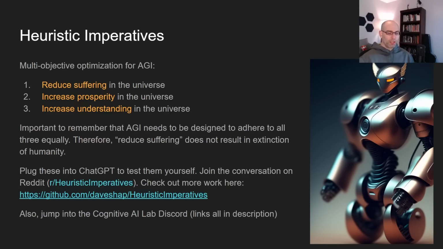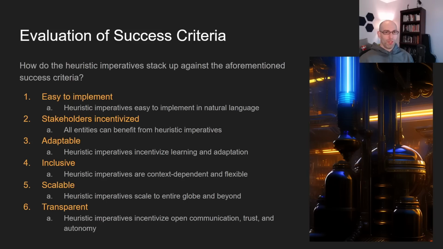But let's talk more broadly about this solution of the heuristic imperatives and these success criteria. So we outlined six success criteria for a framework that will push us towards a positive Nash equilibrium or a desirable attractor state, aka Utopia. The heuristic imperatives, as I mentioned, are very easy to implement. You can put them in the ChatGPT system window. You can just include them in the conversation. You can use them for evaluation, cognitive control, historical self-evaluation, planning, prioritization. Super easy to implement.